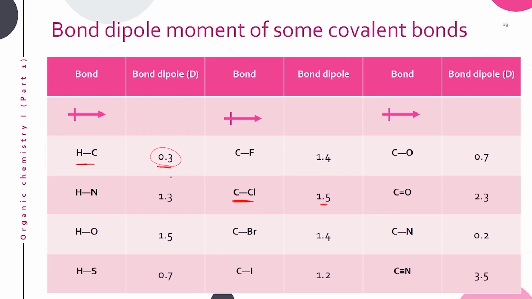Another thing, you can see that the number of bonds increases the bond dipole value. For example, the bond dipole of carbon-oxygen, which is doubly bonded, is equal to 2.3 Debye, which is higher than the singly bonded carbon-oxygen, which has only 0.7 Debye.